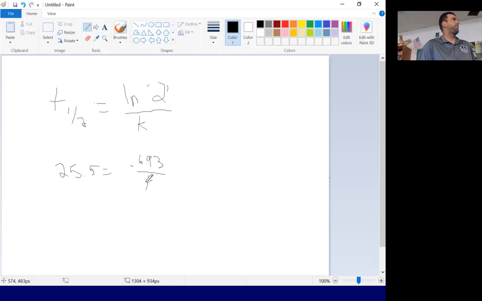How do you solve this out? No, you divide 25.5 by point... The other way around. Why? Because if you multiply each side by k, you'd have 25.5k equals 0.693, and then you divide. So 0.693 divided by 25.5 gives you the answer.